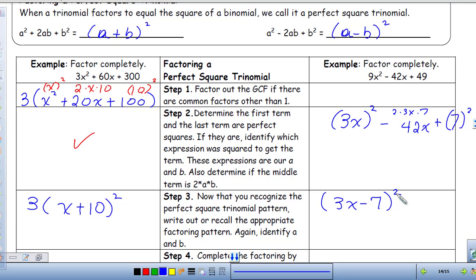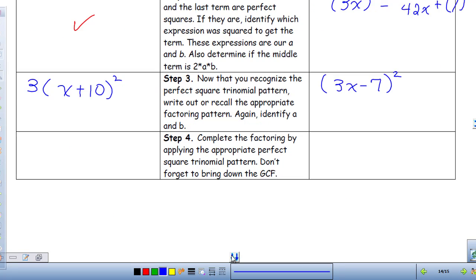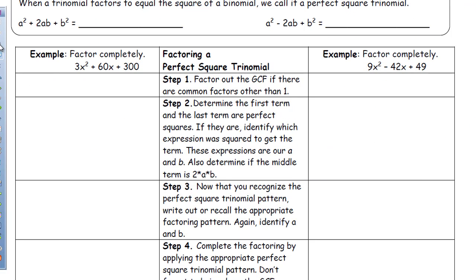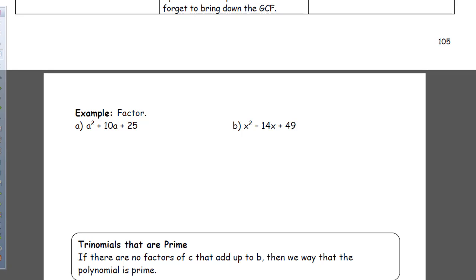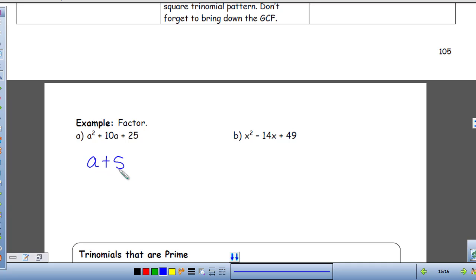Questions about that? All right, very good. If we can recognize that pattern, then it'll save us some time in our factoring. Try these two on your own. Did you get these answers? Very good. Let me give you one more because those were both kind of easy.